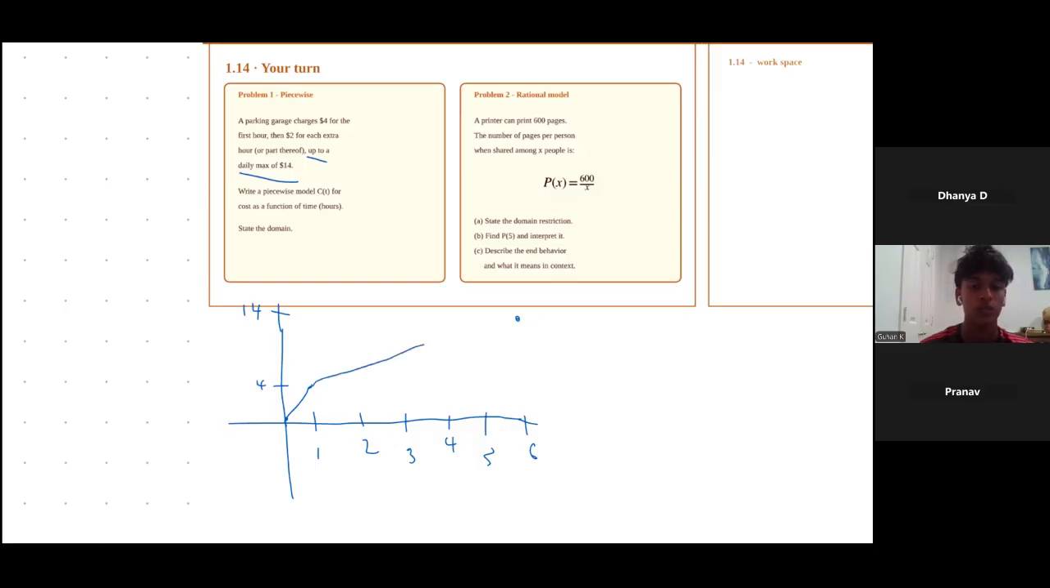The rate of change from 1 to 6 is going to be 2x. And then it says the daily max is 14. So it's just going to be that.